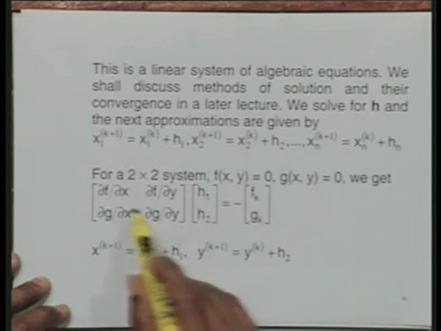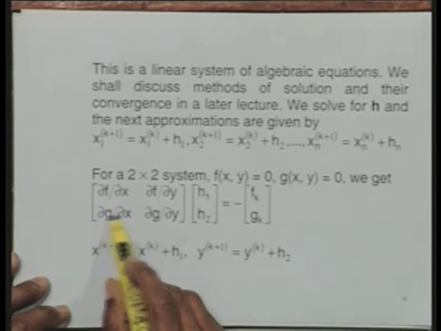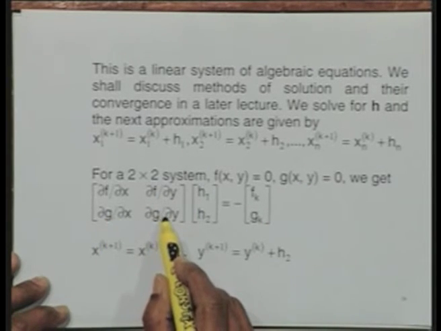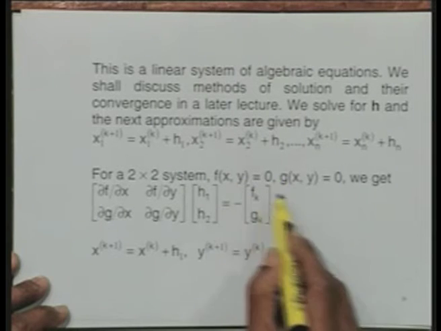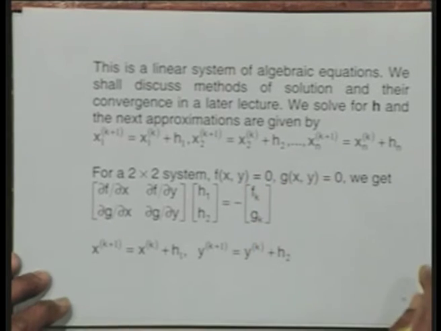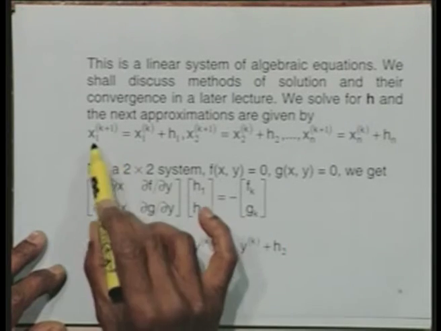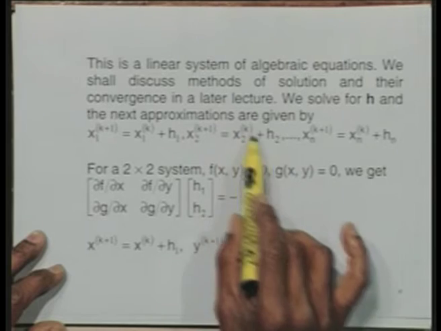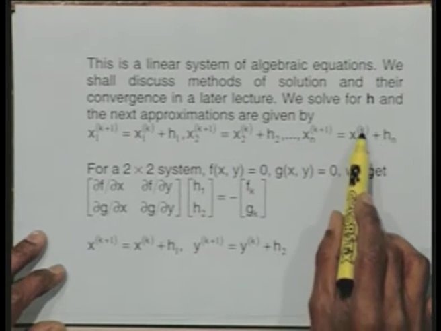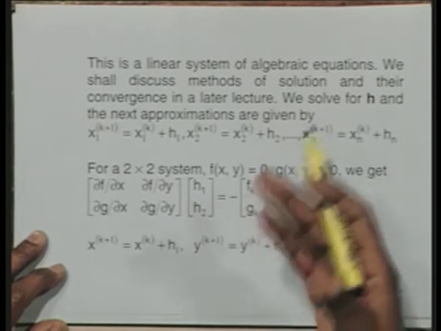For this, we will have delta f by delta x, delta f by delta y, and the second row is delta g by delta x, delta g by delta y. The vector is h1, h2, and the right hand side is f^k, g^k, where f is evaluated at x^k, y^k and g is evaluated at x^k, y^k. And what will be the next approximation? The next approximation will be x1^(k+1) equal to x1^k plus h1, x2^(k+1) is x2^k plus h2, xn^(k+1) is xn^k plus hn. So the remaining part is the same as Newton's method. This is really an extension of Newton's method to a system of nonlinear equations.